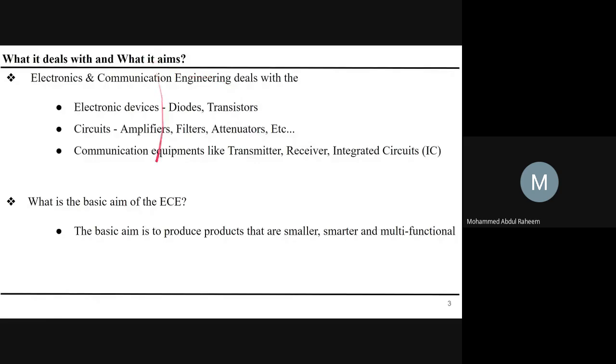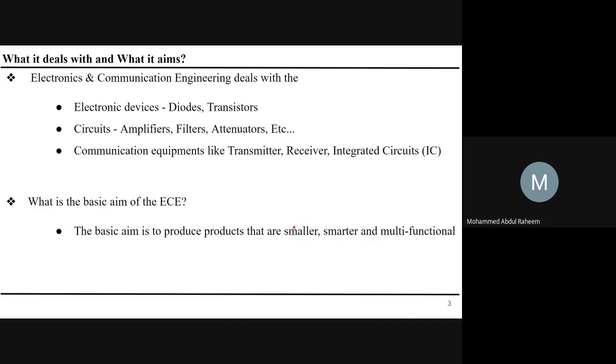Then what does ECE aim at? What is the basic aim of ECE? The basic aim is to produce products that are smaller, smarter, and multifunctional. Your phone has several functionalities, right? While browsing, you may receive a WhatsApp message. While you are studying, reading a WhatsApp message, you may possibly switch to your browser as well. These are called multifunctional.